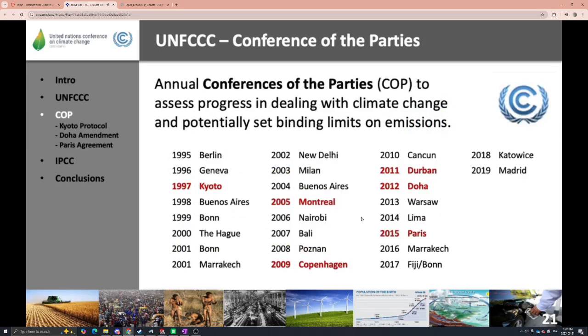Next, we go to 2015, when we had COP21 in Paris. There was significant pressure at this meeting because the parties had agreed in Durban in 2011 to have a legally binding new agreement by 2015, and the Doha Amendment had failed miserably.